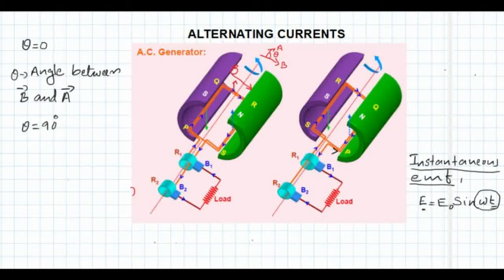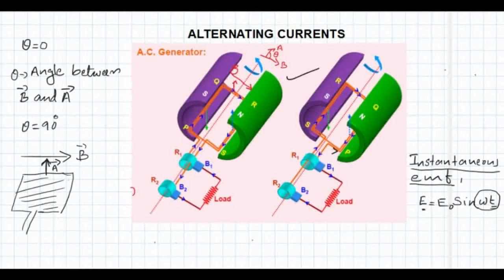Then our next point is theta is equal to 90 degree. And when theta is equal to 90 degree, this is the case, right? This is the direction of B. Now the area vector should be perpendicular to B. So this is the plane of the coil, and the area vector is perpendicular to the plane of the coil. Now you can see that B and A are perpendicular to each other. That is, the angle between vector B and vector A is 90 degree.